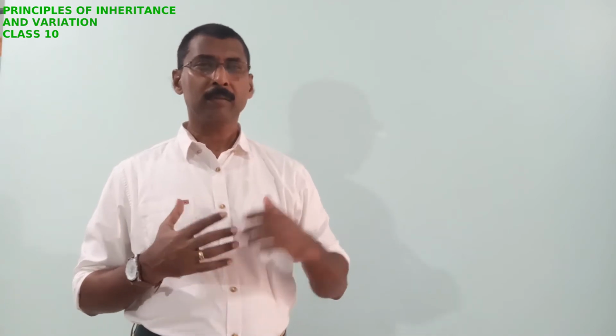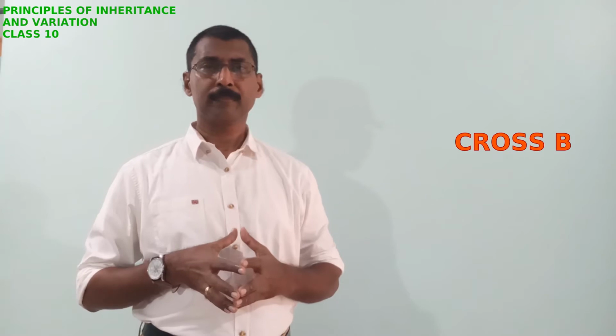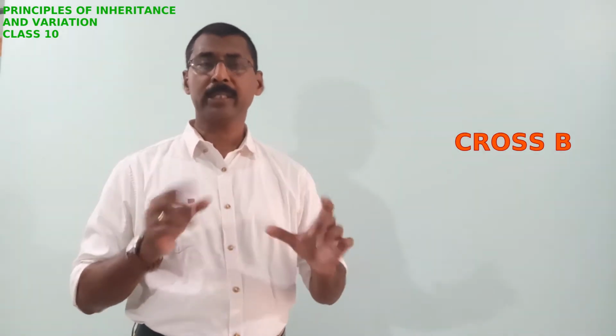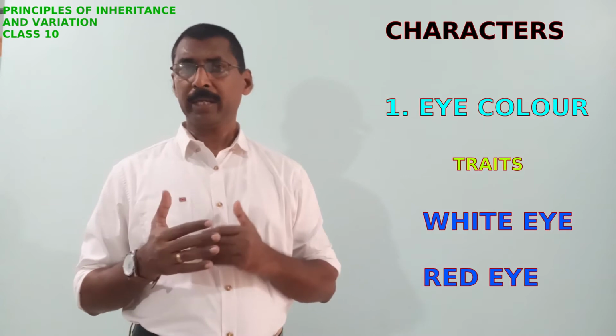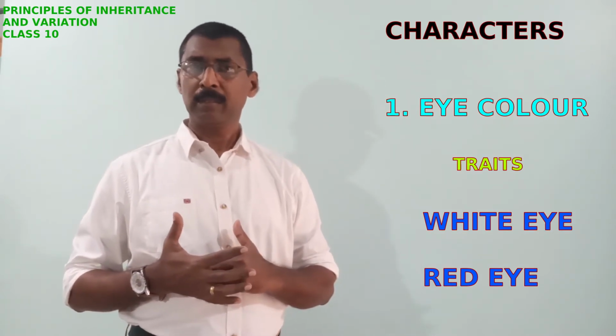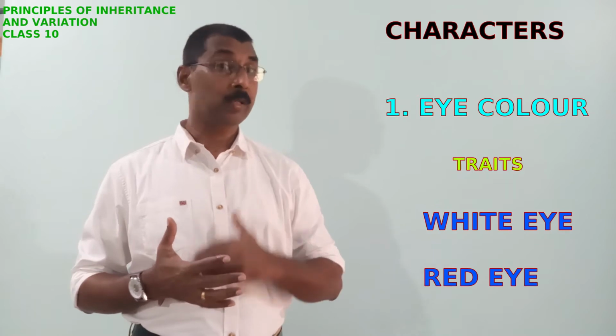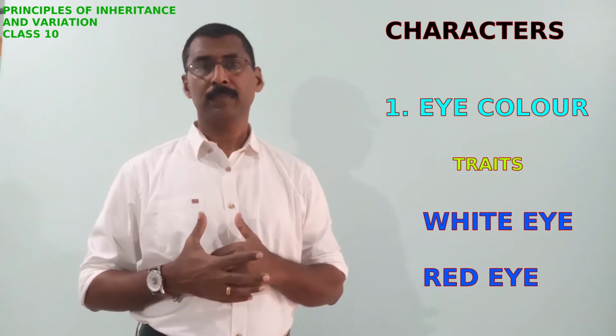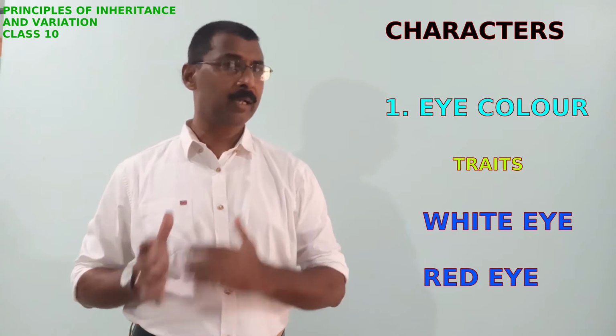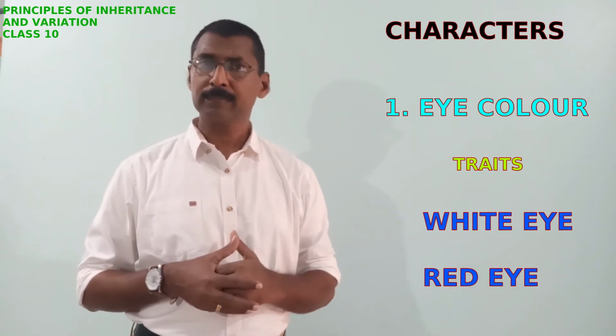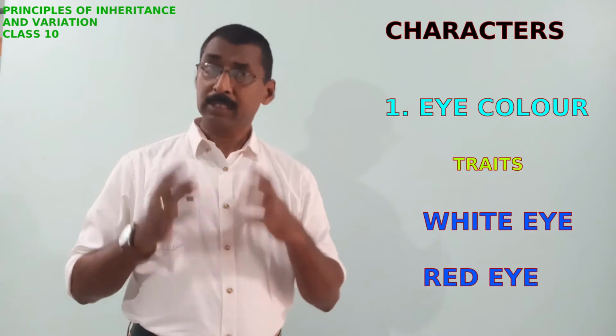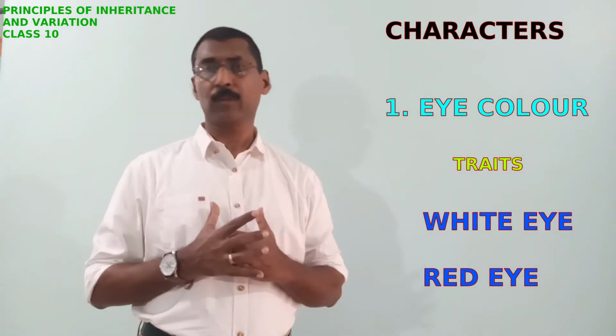And before going to the answer to this question, let us consider one more dihybrid cross conducted by Morgan, that is cross B. In this cross, he selected again two characters. One character he selected was the eye color. Two traits are there: white eye colored individuals and red eye colored individuals. This is the same character that he selected for cross A.